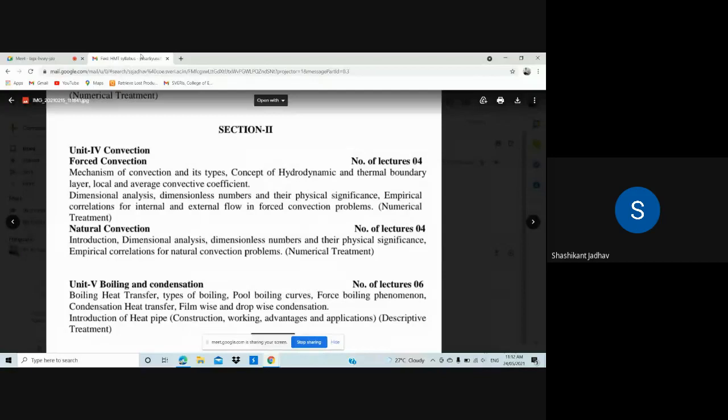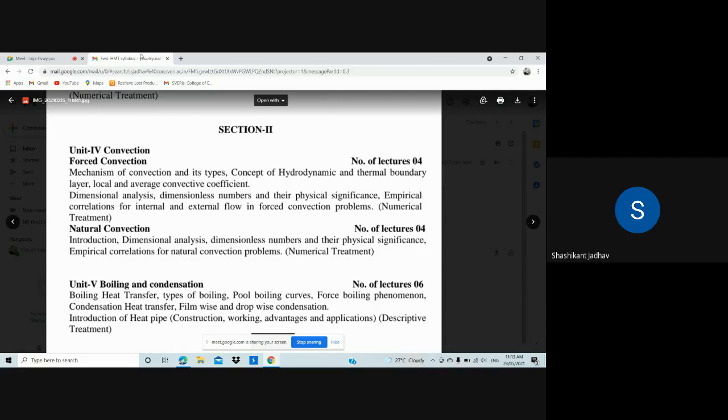Okay, so what is the syllabus for natural convection? Once again: introduction, then dimensional analysis, then dimensionless numbers and their physical significance, then empirical correlations for natural convection problems, in bracket numerical treatment. So this is unit number 4, convection. In that there are two points, forced convection and natural convection.